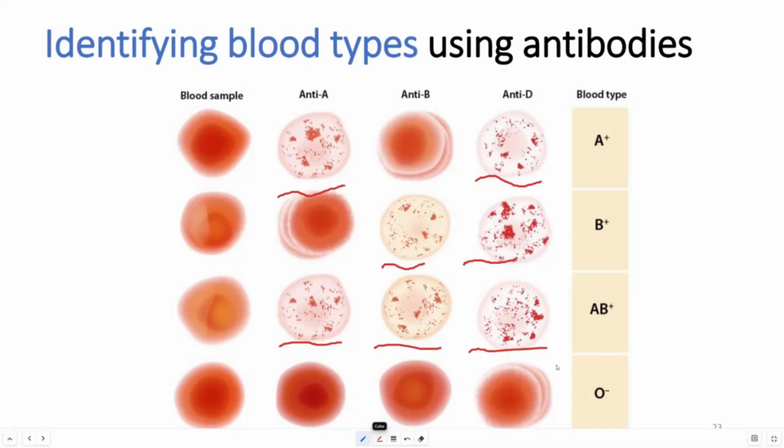So because agglutination leads to hemolysis, only certain blood types are going to be compatible for certain kinds of people. For example, type O is considered the universal donor, right here. And then type AB positive will be considered the universal acceptor, because they can receive anybody's blood.